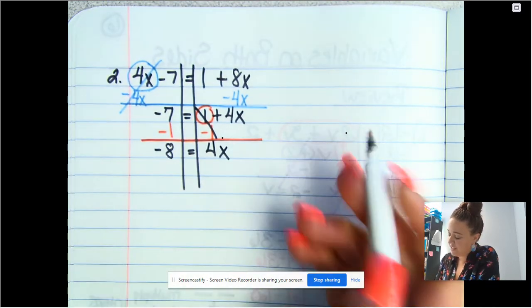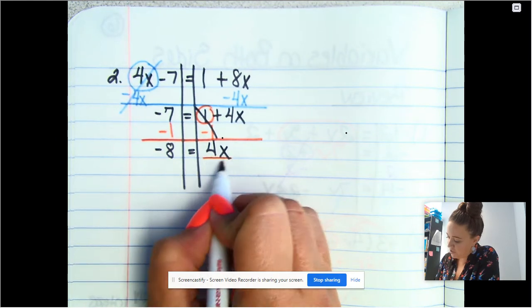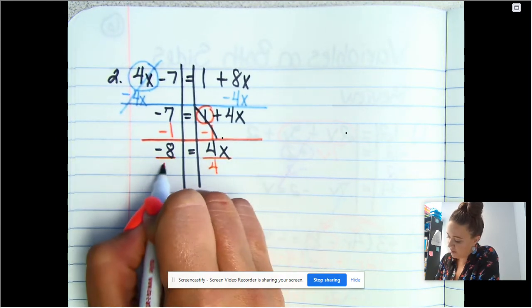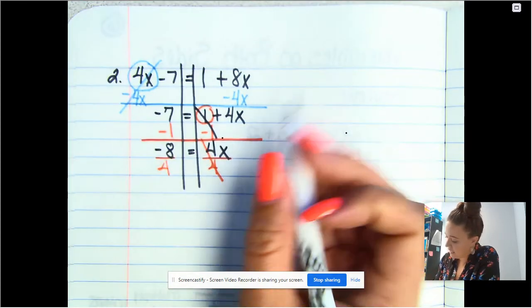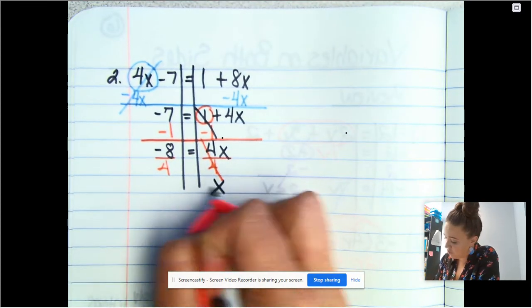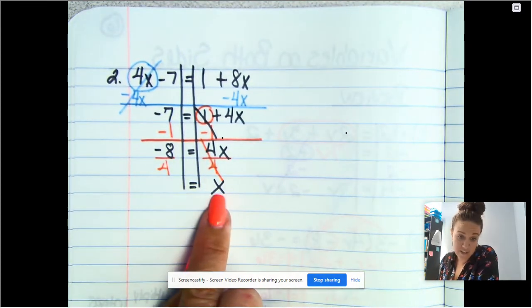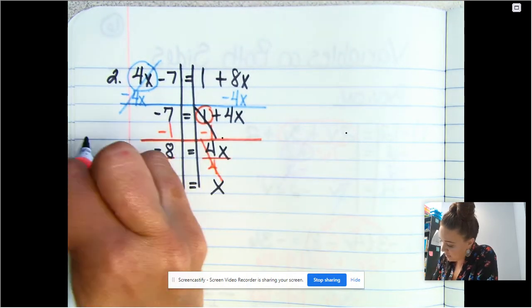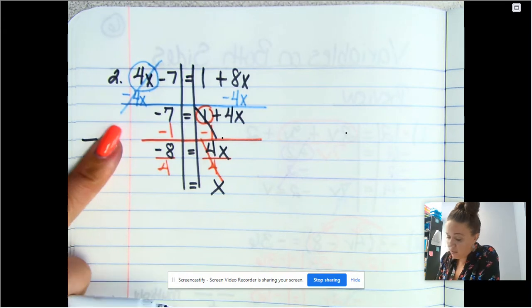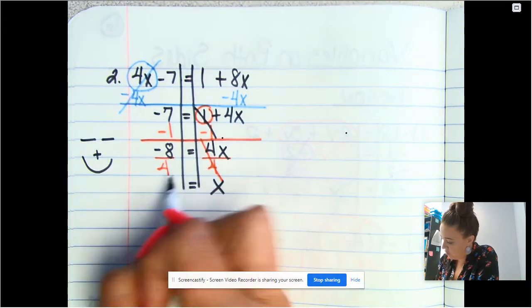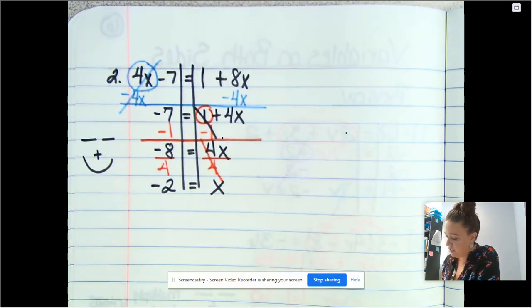Our last and final step is doing the opposite of multiplication, which is division on both sides. 4 divided by 4 is 1, so you're left with 1x. And in 8th grade and in Math 1, they're going to drop that coefficient and just call it an x. Positive and a negative, let me draw our integer man off to the side. Leaves me with a negative number, and so negative 2 is my final answer.